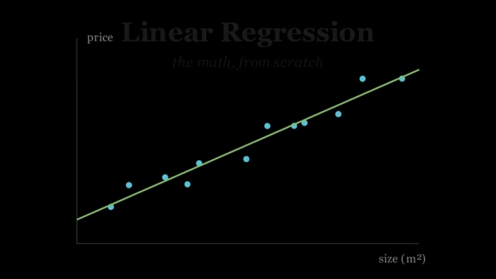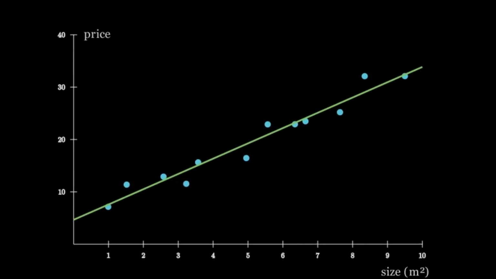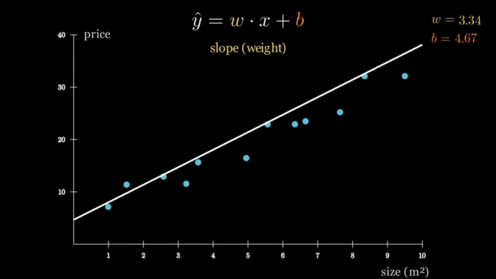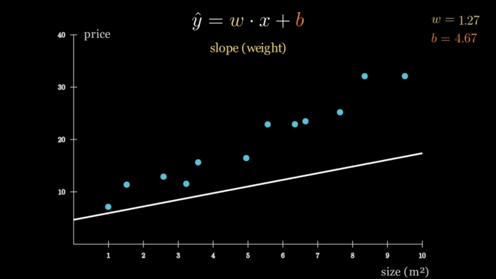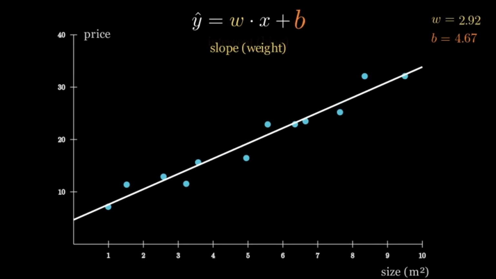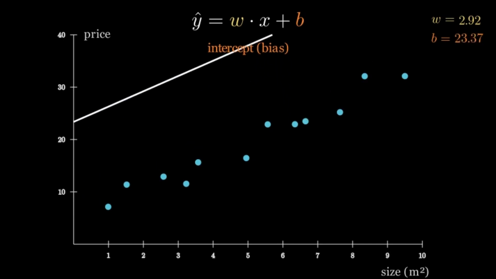Let's set it up. Every straight line can be written as y hat equals w times x plus b. The hat on the y just means our prediction, not the true value. This equation has exactly two knobs we can turn. The first is w, the weight, which controls the slope, how much the price rises for every extra square meter. The second is b, the bias, which slides the whole line up or down.